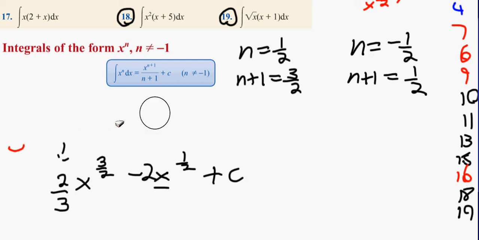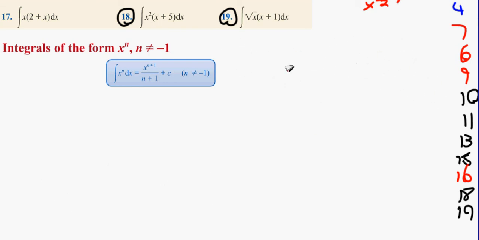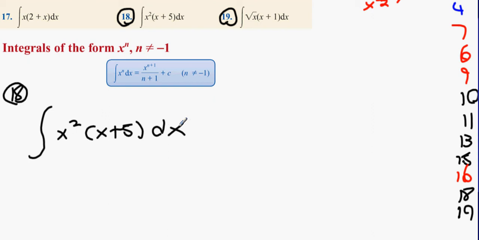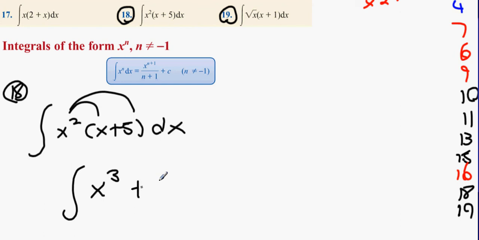Okay, so in question 18, what we're going to do is this. x squared bracket x plus 5 dx. Okay. So what we're going to do is multiply it out first. We're going to get x cubed plus 5x squared dx. And once we've done this, we're going to integrate them.